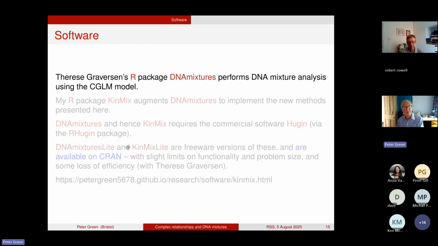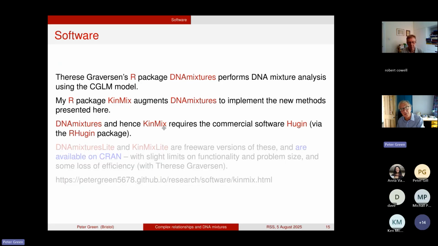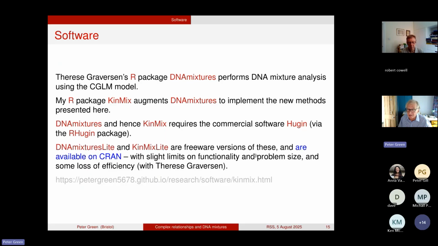So just to summarize the software that's available using these ideas, Therese's package is there. My package augments it to include these relationship details. They both build on Hugin, as mentioned, which is expensive but fast. We also now have freeware versions of these, entirely independent of commercial software, with some limitations on speed and functionality, but available on CRAN. And you can find out all about these at this website.